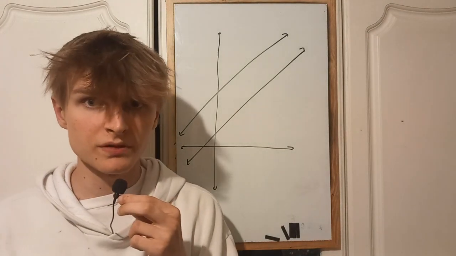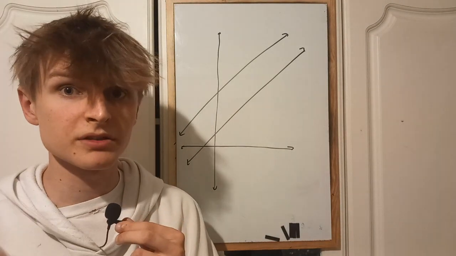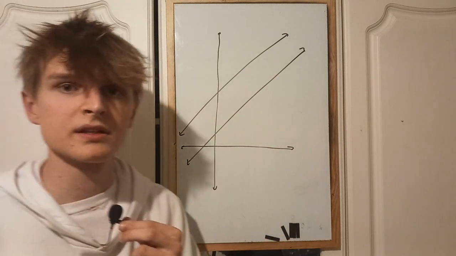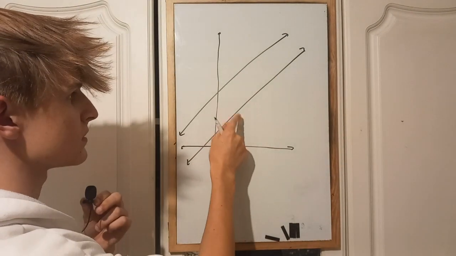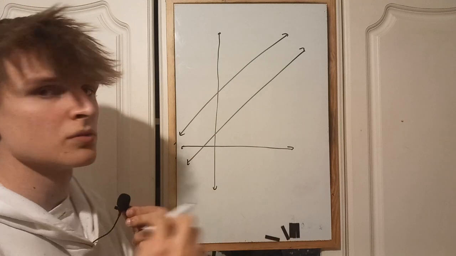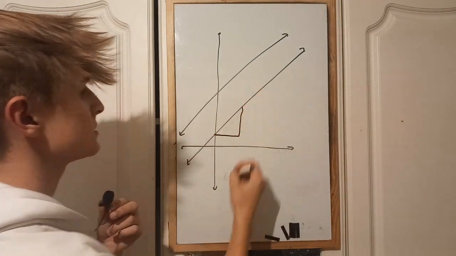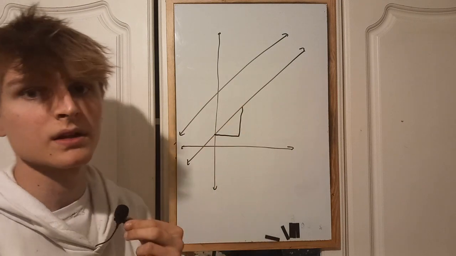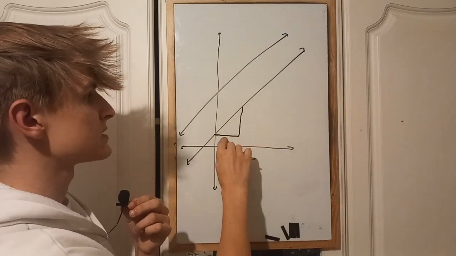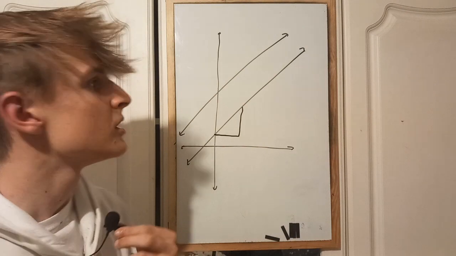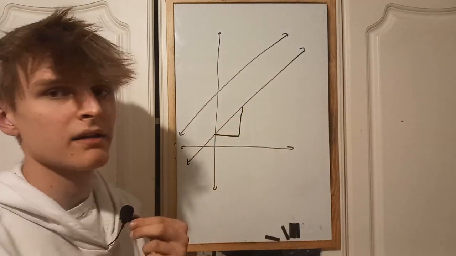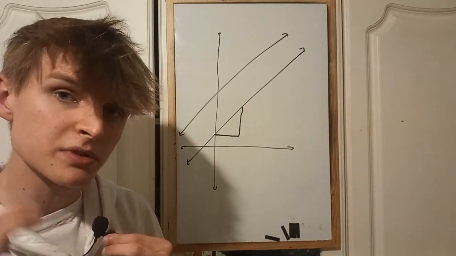But how do we prove this? How do we prove this rigorously and definitively? Well, take a look at this. Let's calculate the gradient of this lower line down here. So all we need to do is take a step in the x direction and a step in the y direction, and make sure that we meet back with our line, and divide this length by this length to get the gradient.